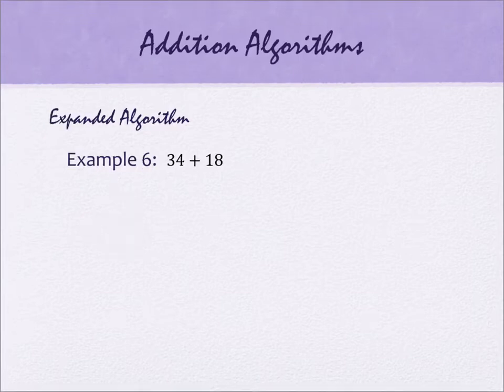The expanded algorithm is kind of a combination of the concrete model above with the standard algorithm that we just did. So what the expanded algorithm looks like is writing things down with their place value components. For example, 34 is 30 plus 4, and 18 is 10 plus 8.